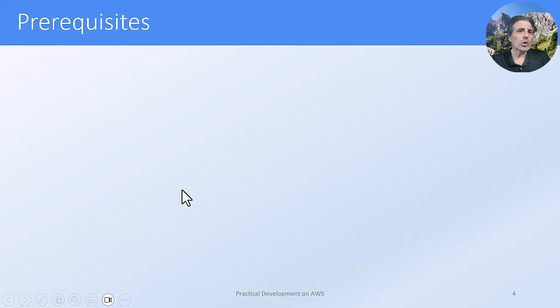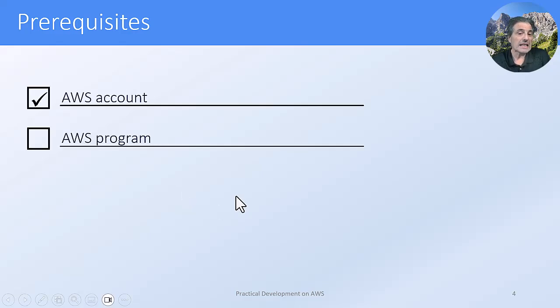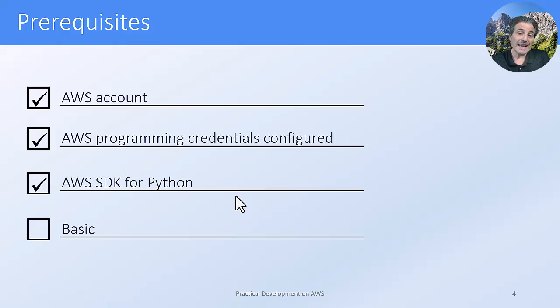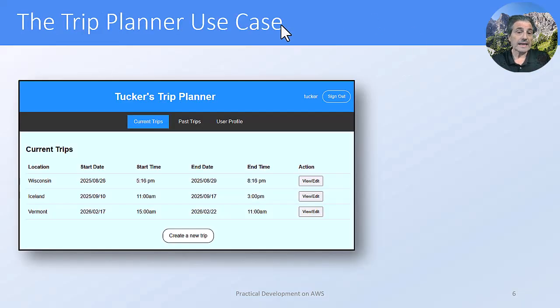So let's start by looking at my prerequisites, and that shouldn't be much of a problem. I'm going to need an AWS account, some programming credentials, the AWS SDK for Python because that's the language we're going to be using in this example, and a basic understanding of Lambda. But the good news is I have videos for all of those, and I'm going to include those in the description below.